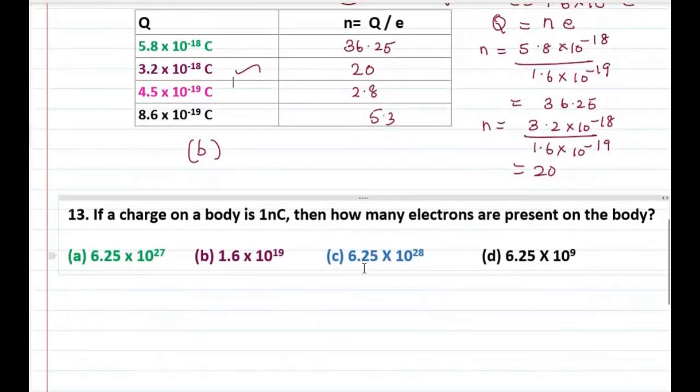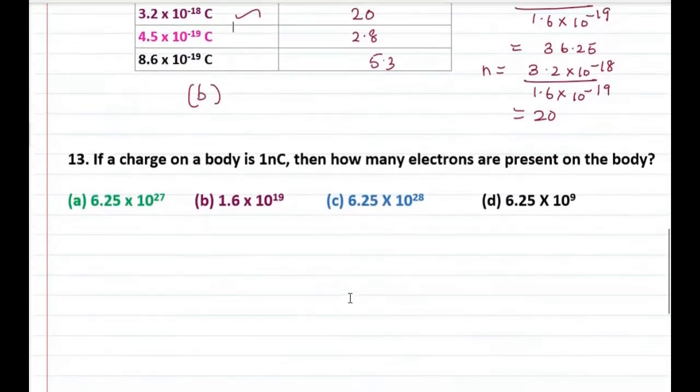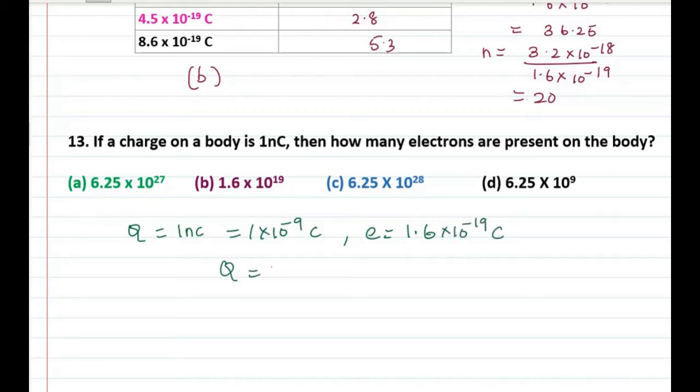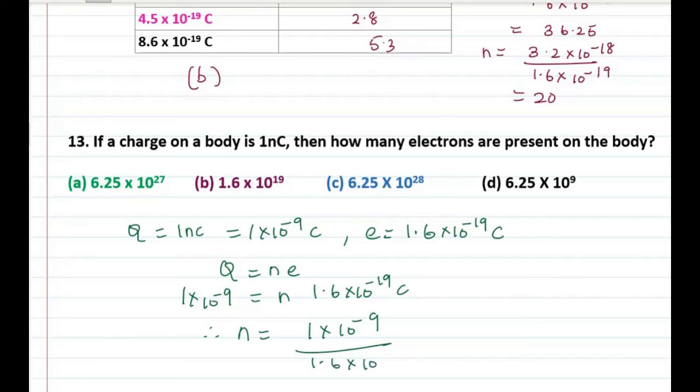If the charge on a body is 1 nanocoulomb, then how many electrons are present in the body? The charge on the body Q is equal to 1 nanocoulomb, which is 1 into 10 to the power of minus 9 coulomb, since nano is minus 9. We know the charge of one electron E is 1.6 into 10 to the power of minus 19 coulomb. So Q is equal to nE, and n will be equal to 1 into 10 to the power of minus 9 divided by 1.6 into 10 to the power of minus 19.